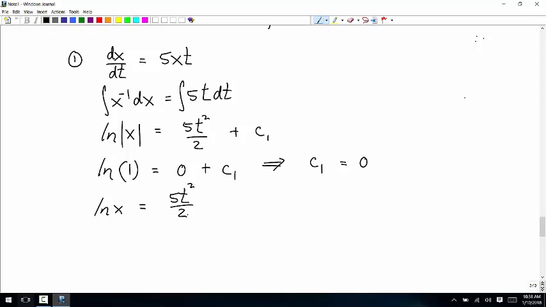And then if you wanted to express this as a function of time, x is a function of time, raise e to each side, you get e to the ln x is x, and this side is e to the power of 5t squared over 2.